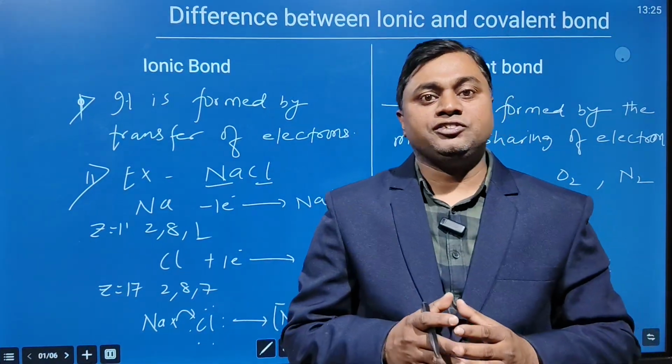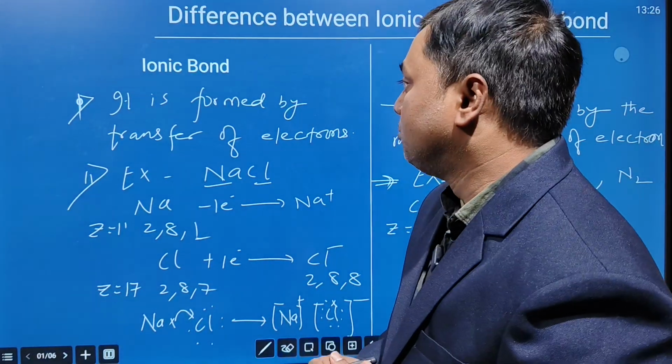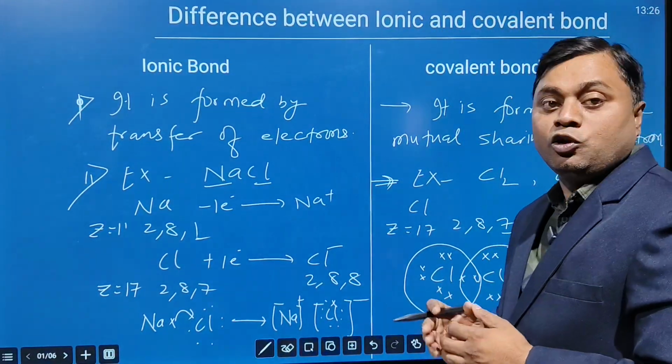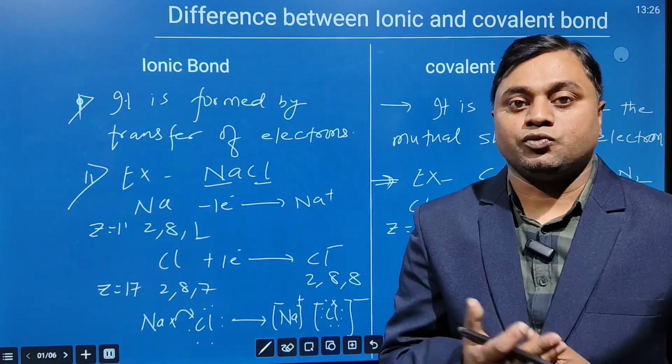Hello everyone. In this video, we are going to learn important differences. First one, ionic bond and covalent bond. What do you mean by ionic bond? It is a type of bond which is formed by the transfer of electrons.